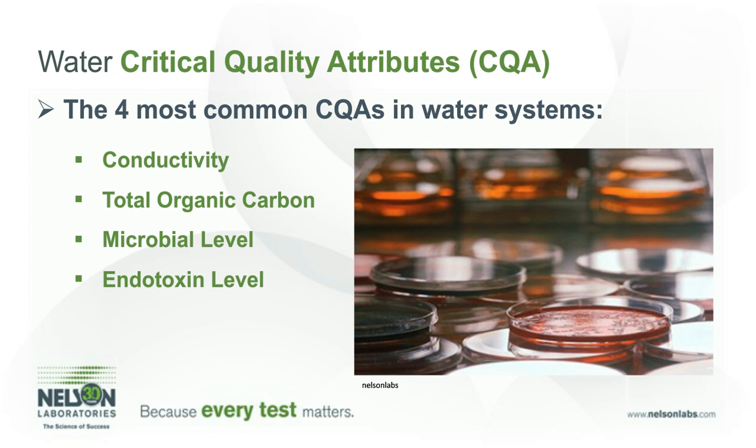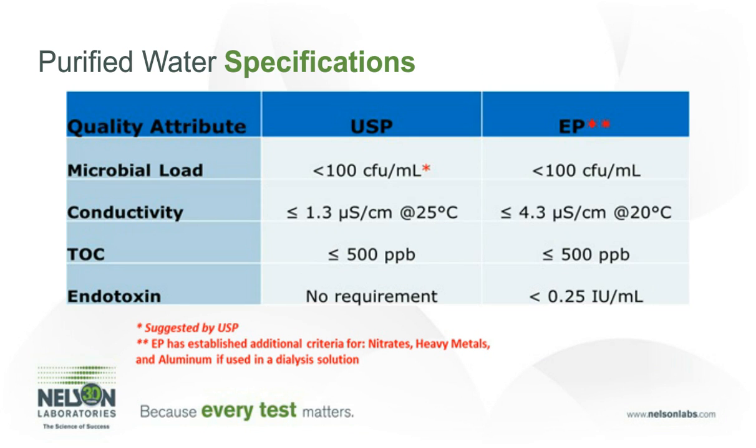In the next two slides, we'll look at two examples of acceptable critical quality attribute levels for purified water and water for injection per the USP and EP, European Pharmacopoeia. The critical quality attributes are microbial load, conductivity, TOC, and endotoxin. And as you can see, they are fairly harmonized between the two pharmacopoeias.